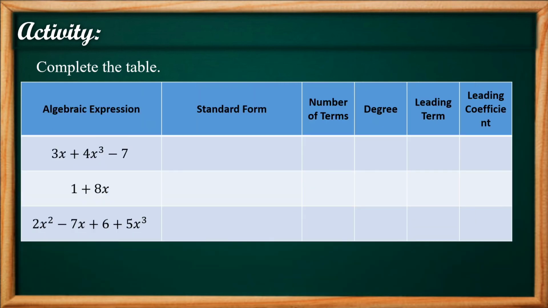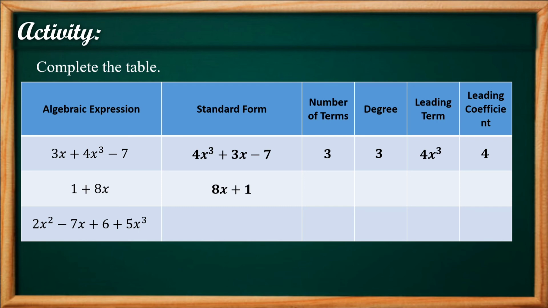Okay, first one, we need to change the following into the standard form. Okay, the first given, the standard form is 4x cubed plus 3x minus 7. Then the number of terms is 3. Then the degree of polynomial is 3. Then the leading term is 4x cubed and the leading coefficient is 4. Diba? Madali lang. Connection yan lahat.